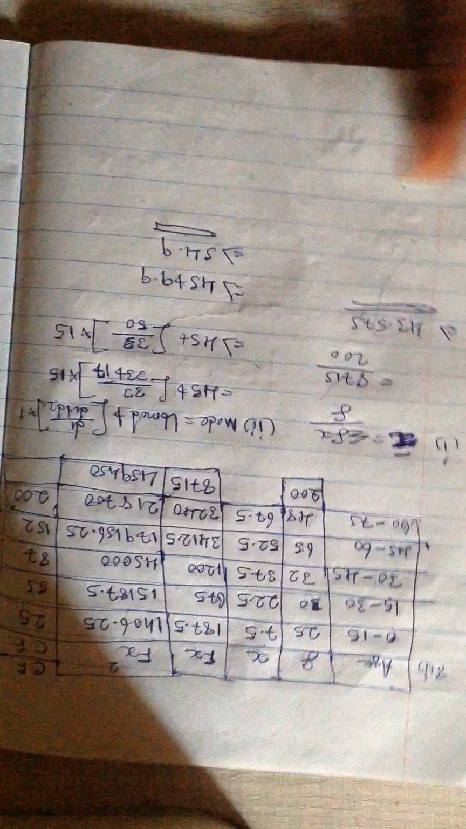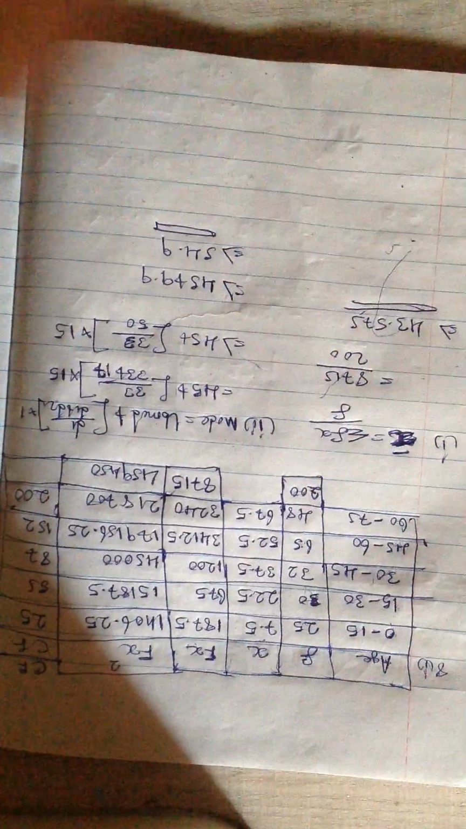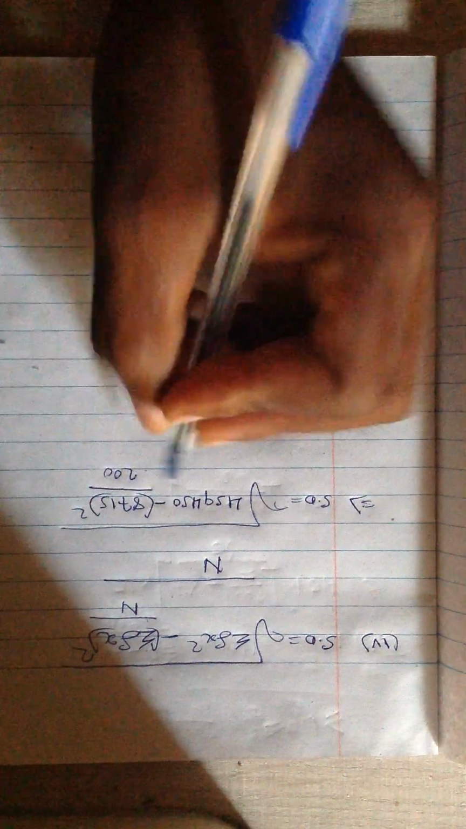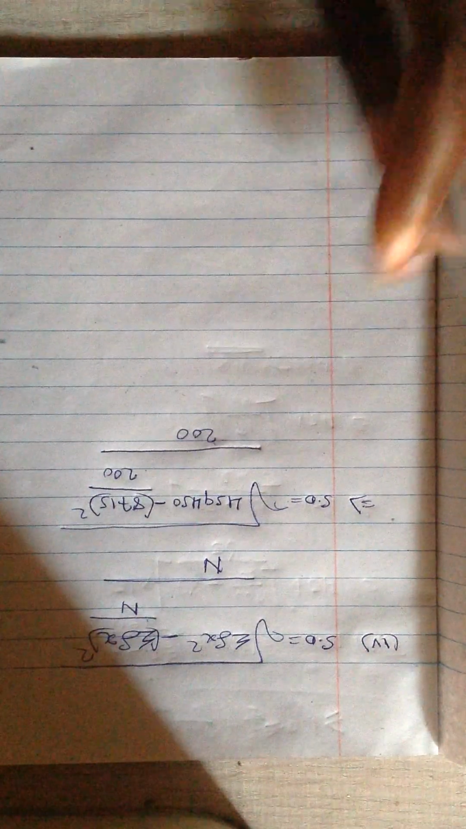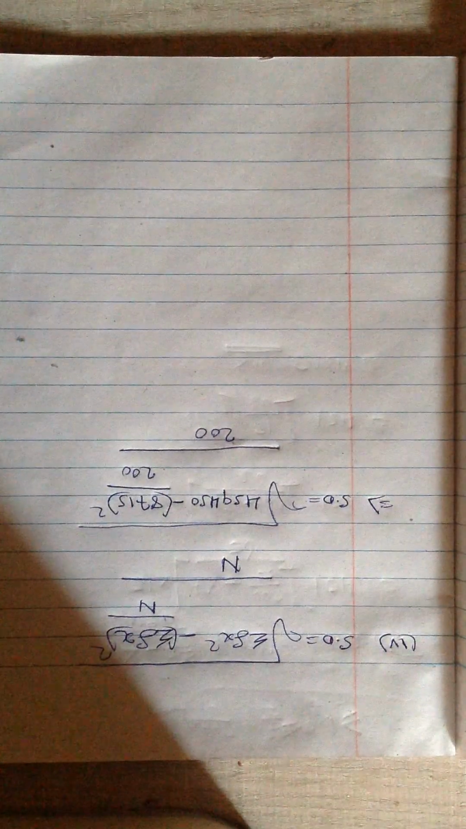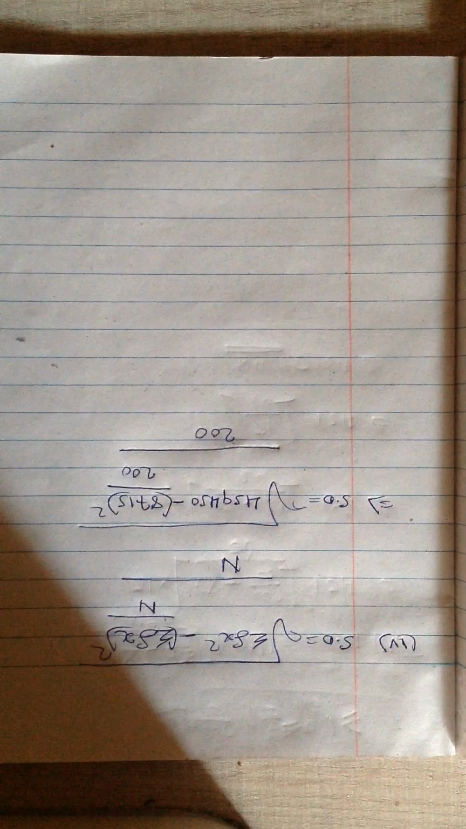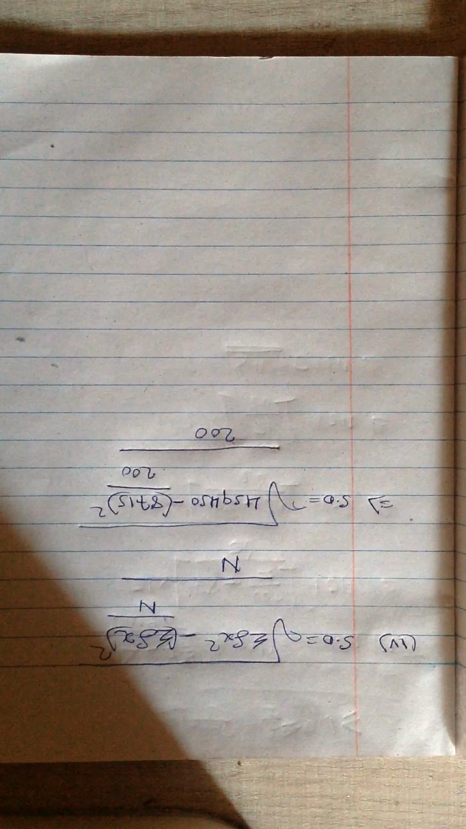What is our n? The one representing our n in this case is the frequency, that's 200. So we have 200 here, over 200. This one is not the sample, it is the population.